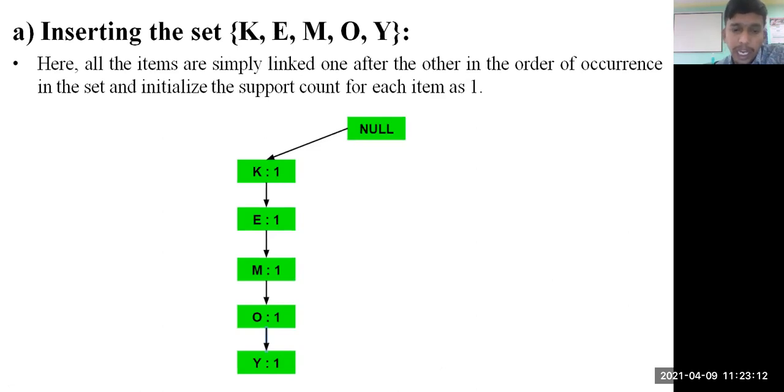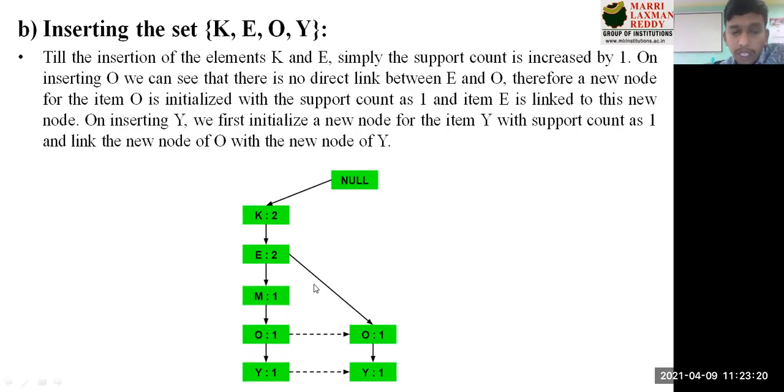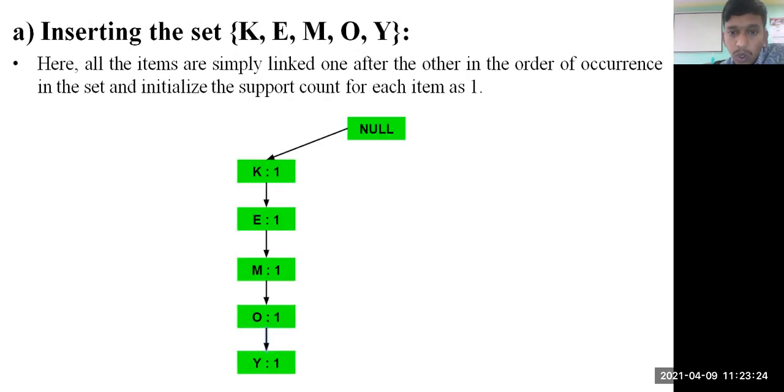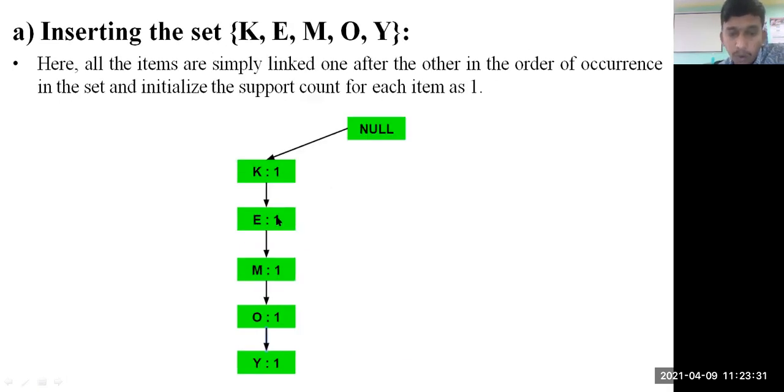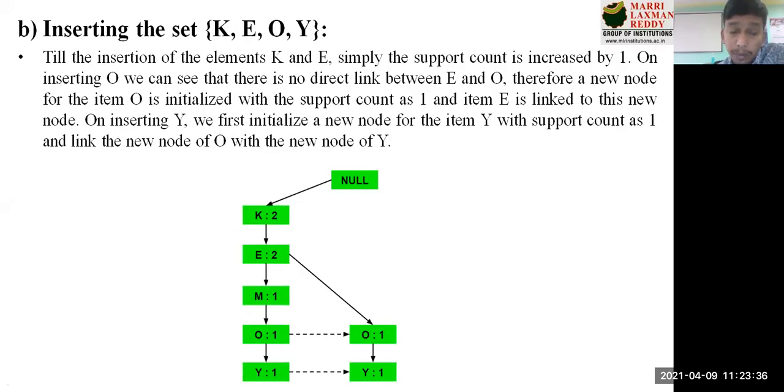So in the first step, I have mentioned the transaction 1 tree, and in the next step, I will go for transaction 2. Because the values in transaction 2 are K, E, O, Y. So K, E, I'm incrementing my count. If you look properly, previously the value of K and E were 1. Now because the same values are repeating, I am increasing the value of K to +1 and E to +1. And I am not incrementing the value of O to 2.